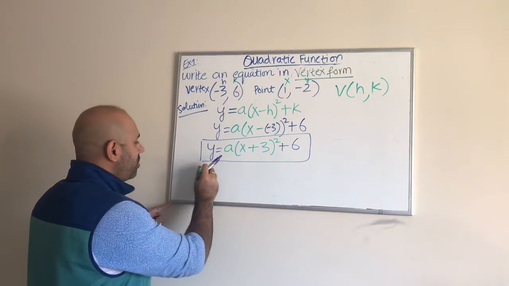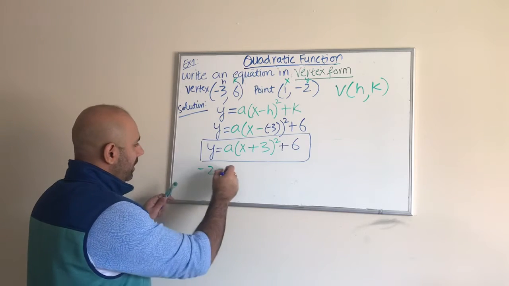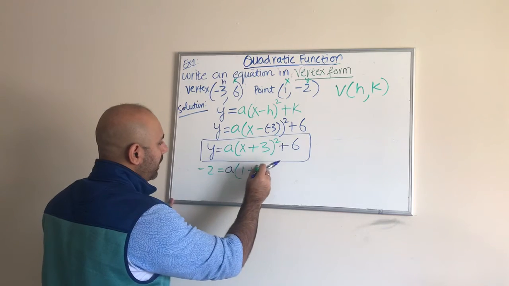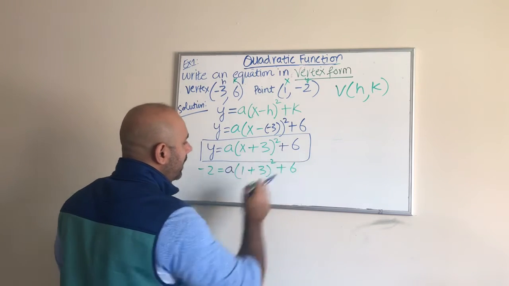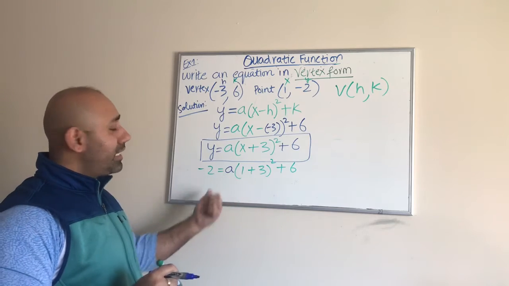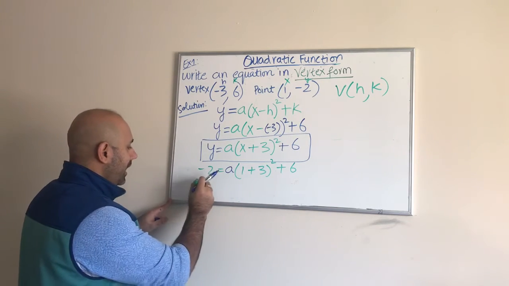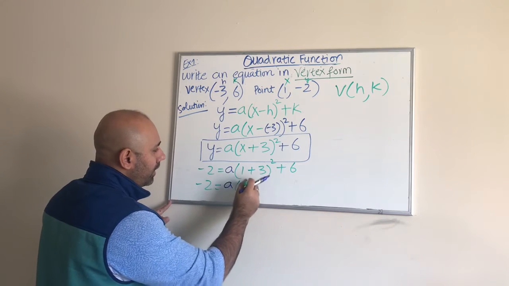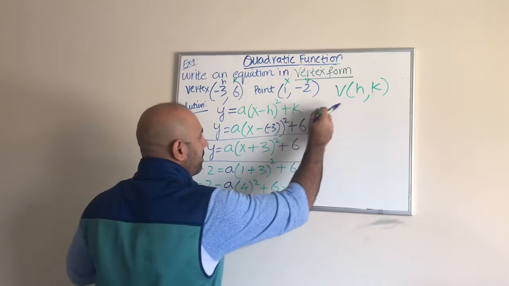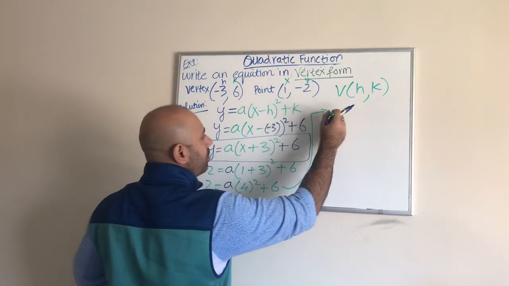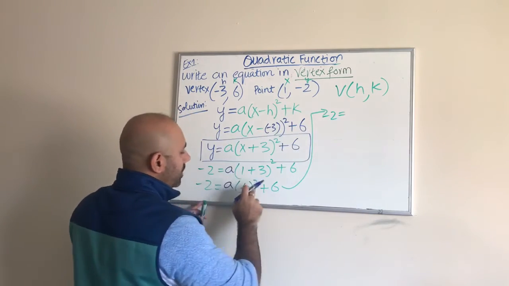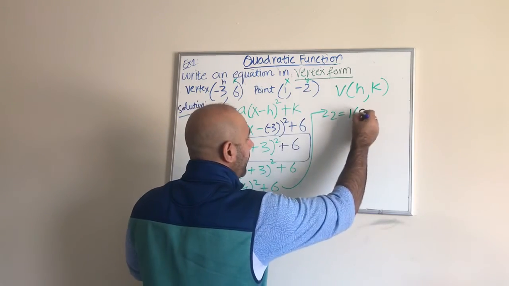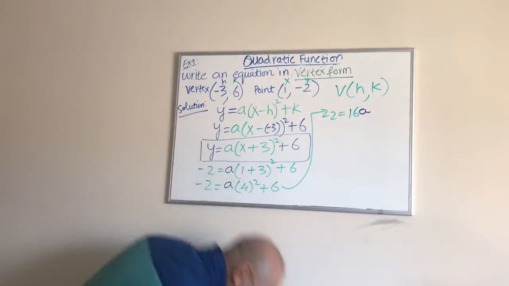So when y is -2, and this is still a here, what is x? x is 1, so it's (1 + 3)^2 + 6. We have to simplify this right hand side and then solve for a. It's as simple as that. So I have -2 = a times (4^2) + 6. Let's take it up here. So I have -2 = 4 squared is 16, so I can simply say 16a + 6.